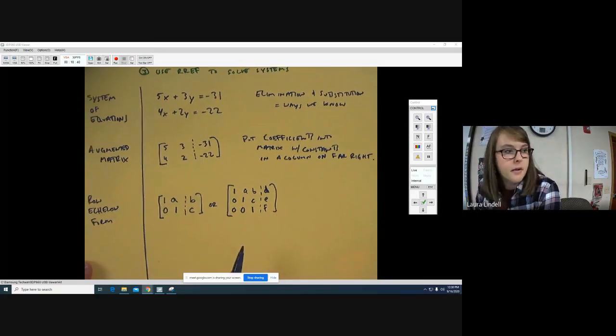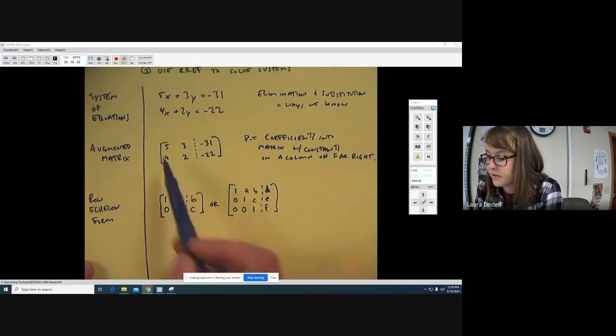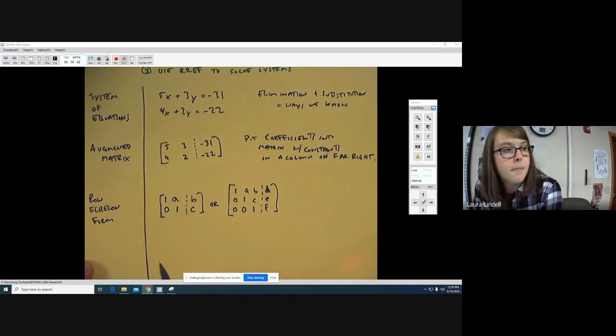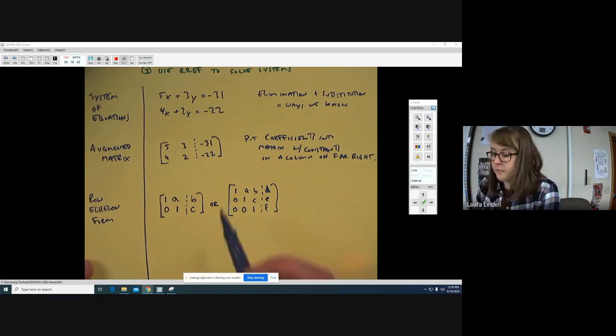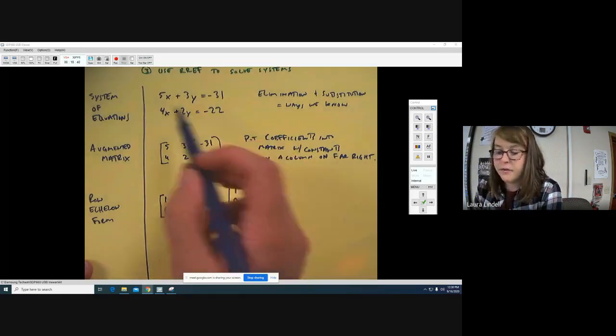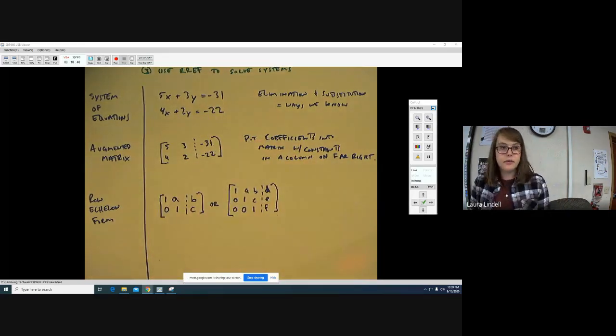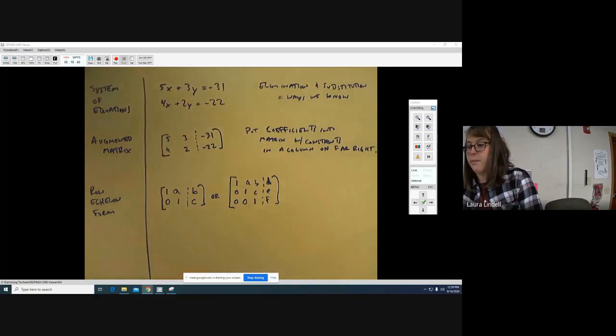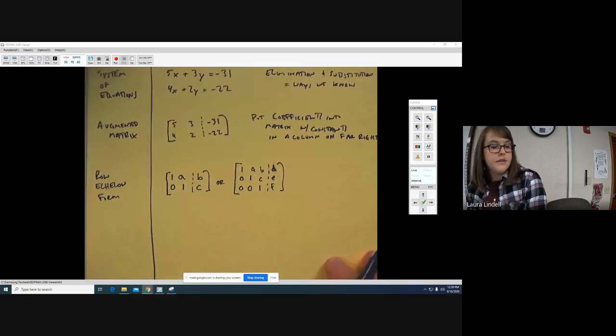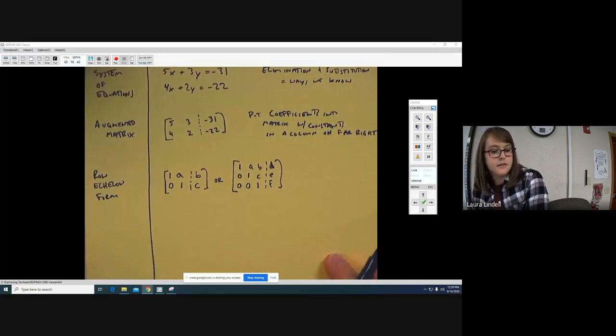And the reason that it's helpful is if I can get this matrix to look like this, then I can take it back out and make it into equations again, and I can solve it really easily. But there's an even simpler way than row echelon form that will tell you what the answer is directly from the matrix.